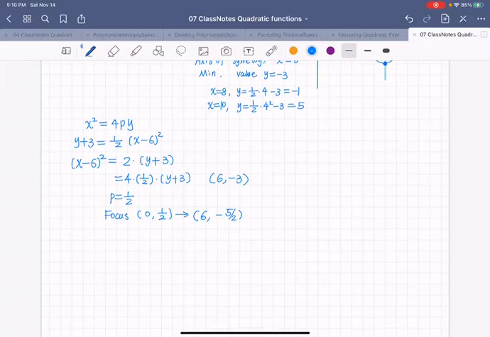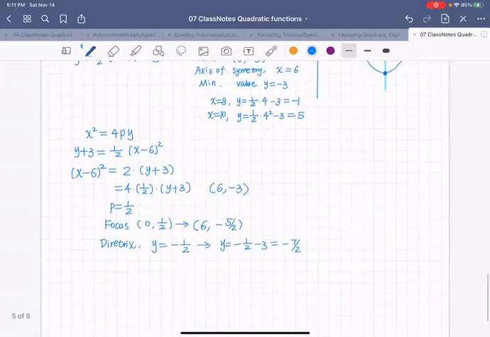Focus and directrix, okay? The directrix used to be y equals negative p. Now because it's shifting down, y equals negative 1/2 minus 3, which is negative 7/2. Correct? Okay, so this is the directrix.